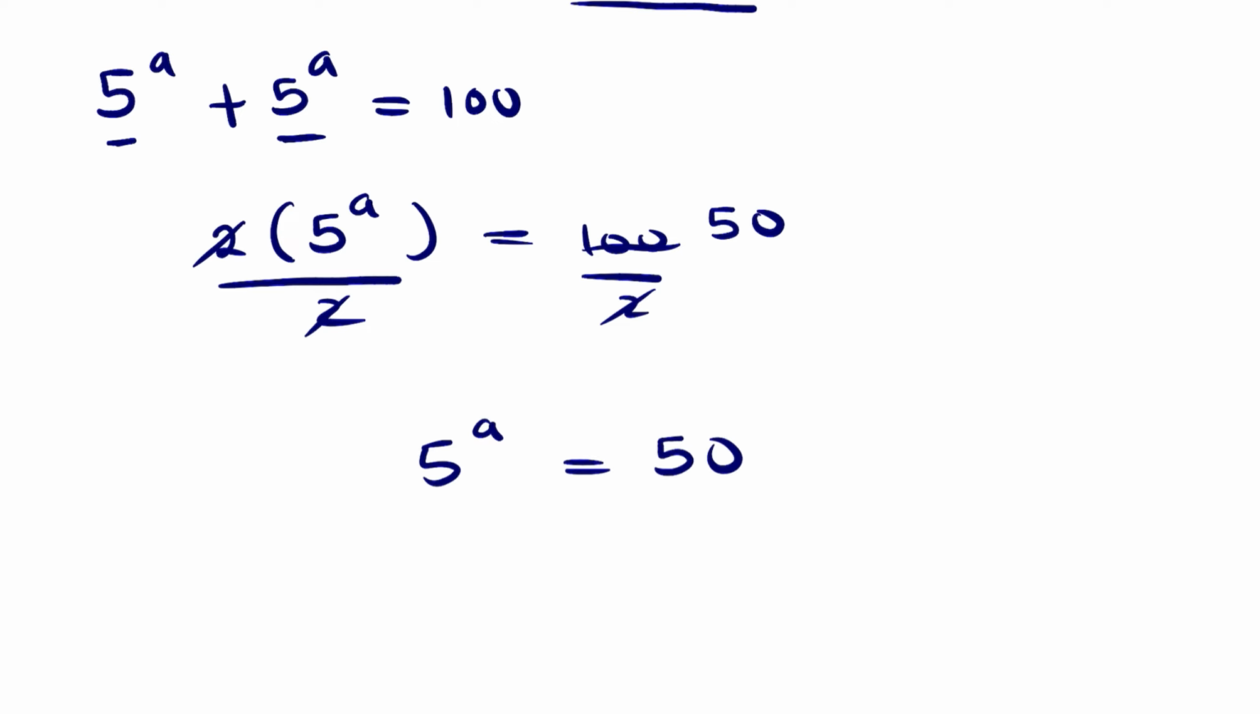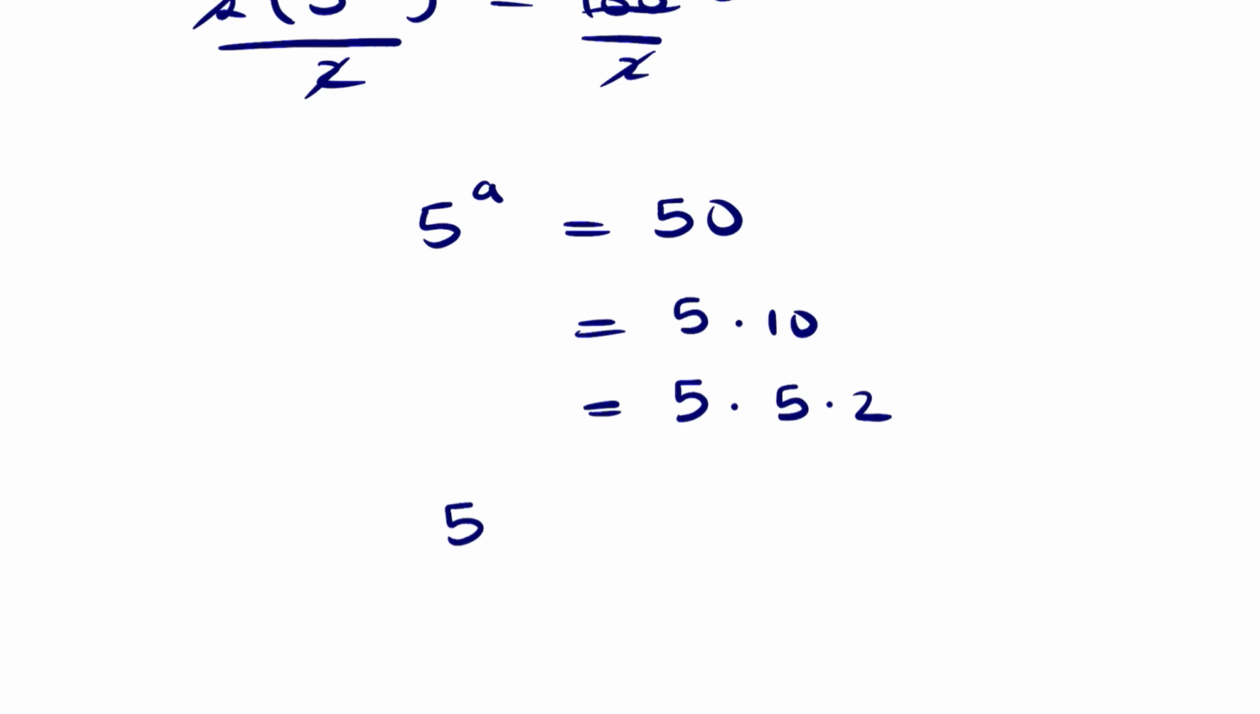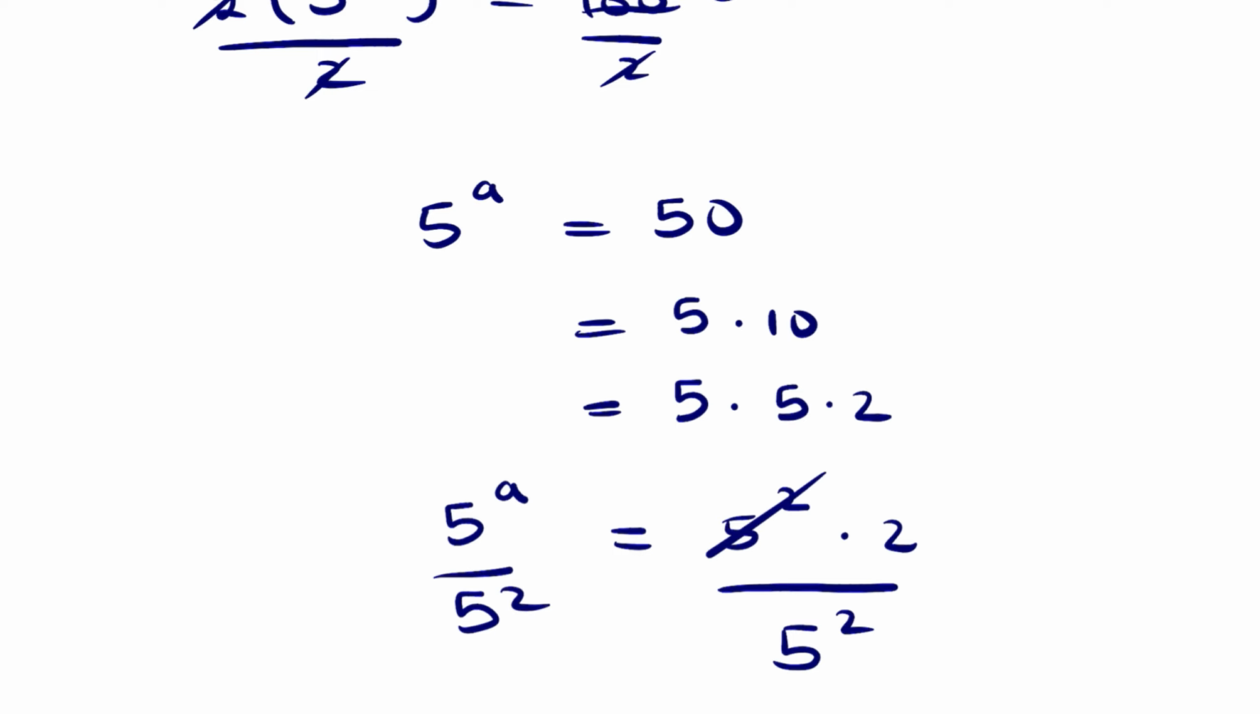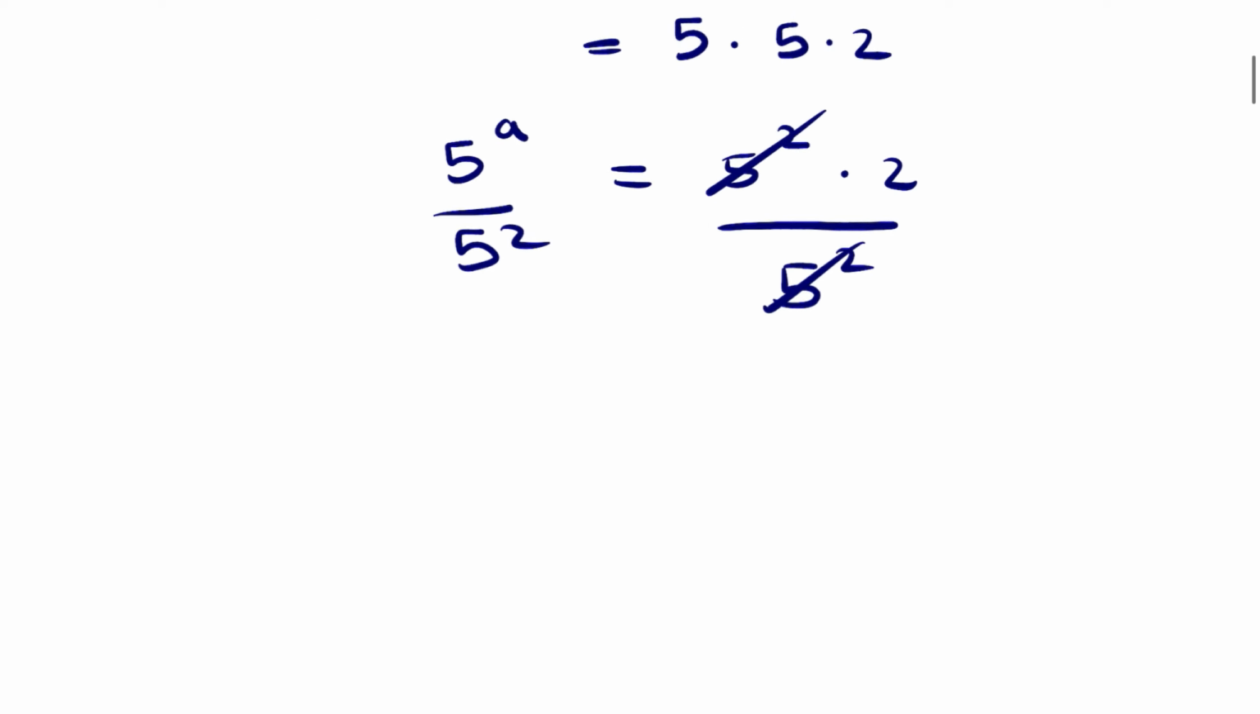Now, 50 itself can be expressed as 5 times 10, and 10 as well can be expressed as 5 times 2. This implies that 5 raised to power a is equal to 5 raised to power 2 times 2. In order to put all of the 5s on the same side, I'm going to divide through by 5 raised to power 2 so that we get rid of 5 squared on the right hand side, and we have 5 raised to power a divided by 5 raised to power 2 is equal to 2.